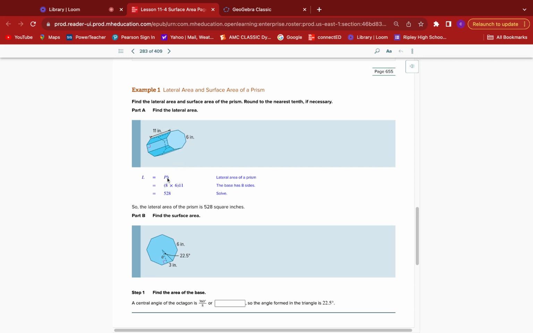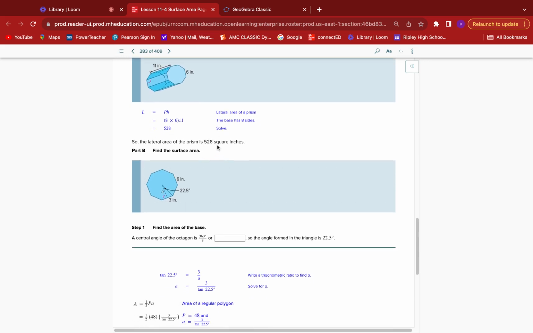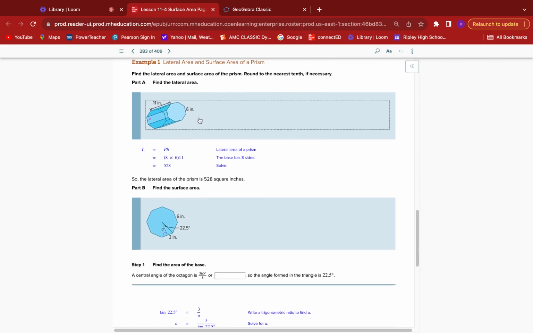Now again, H is the height of the prism. That is the length from one base to the other base, and that is 11. Again, we're not talking about the height of the octagon, we're talking about the height of the prism, the length from one base to the next. That's 11. 8 times 6 is 48, times 11 is 528. Now to find surface area, you take this 528 and add the area of the base twice because there's two of them, the octagon at the top and the octagon at the bottom.